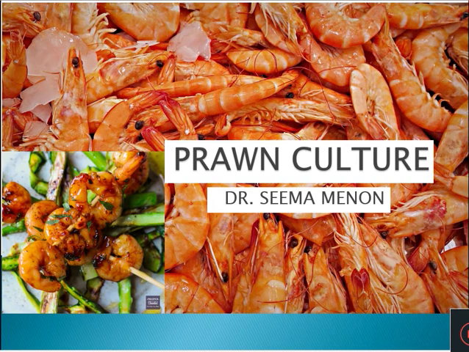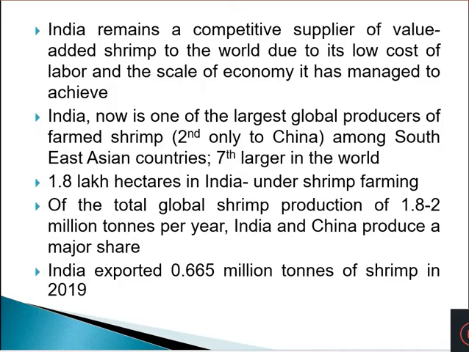Today we will study the different techniques which are used in prawn culture. India has remained a competitive supplier of value-added shrimp to the world market because of its low cost of labor and also the economies of scale it has managed to achieve through the export of shrimps. And now India is one of the largest global producers of farm shrimp.